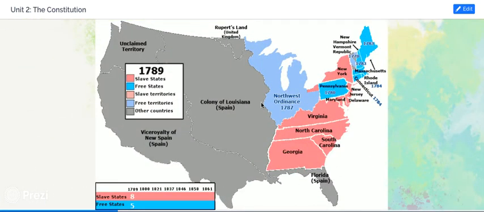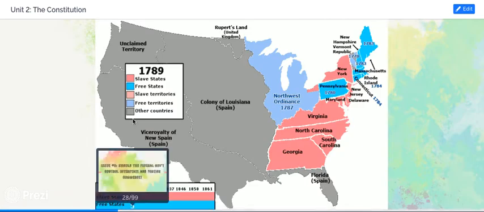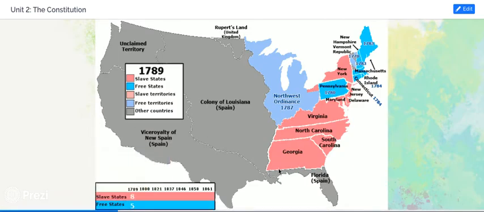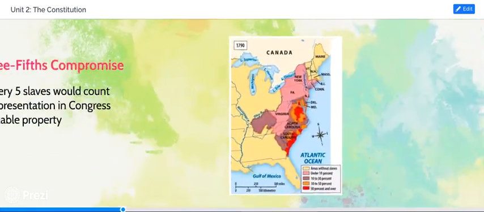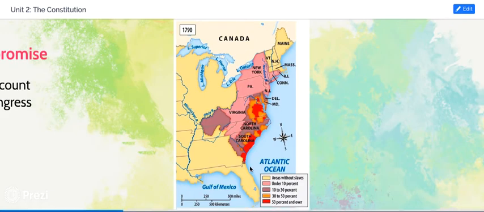Okay, so at this point, notice how slave states outnumber the free states 8-5, okay, when the Constitution gets signed. That'll change over time, though. All right, and typically the largest concentration of slaves are a little bit above us and a little bit below us, and then over here right around Wilmington.